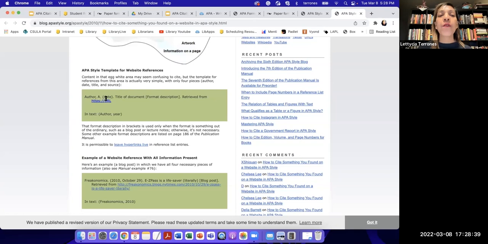author, followed by the title, and then followed by the format description. You would put, for instance, in the case of an infographic, brackets and then the word infographic, because that describes the format description, followed by a bracket, followed by a period, retrieved from, and then the URL.